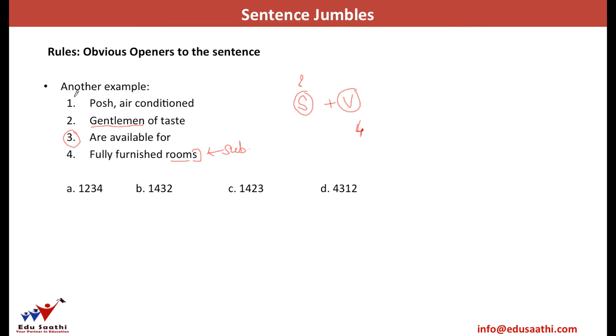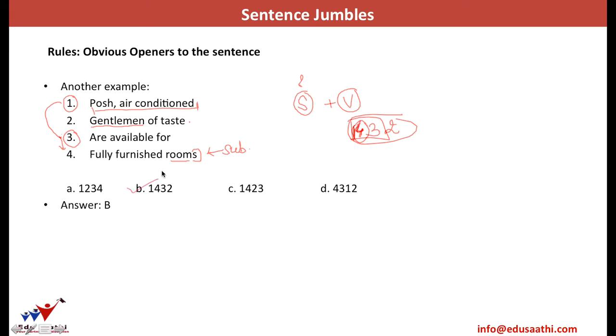Now here, if I check "posh air conditioned," it is an adjective, and this adjective can qualify the rooms. So the first part has to precede the fourth part, that is, 1 and 4 have to come together. Then I have to keep the verb, because the fourth has the subject, which is always followed by the verb. So the sequence is 1 4 3, and the last part is left, so I keep it here, which becomes 1 4 3 2. So the answer becomes option number B.